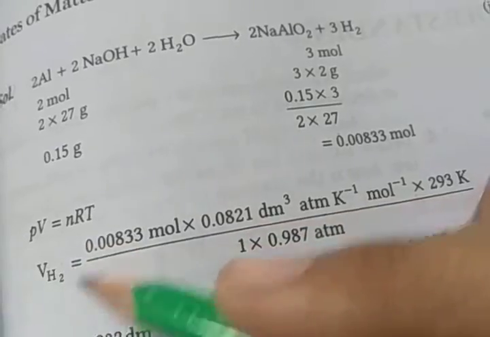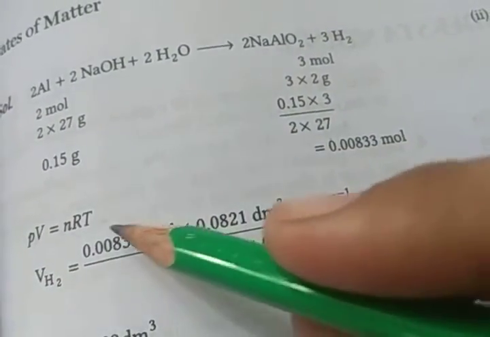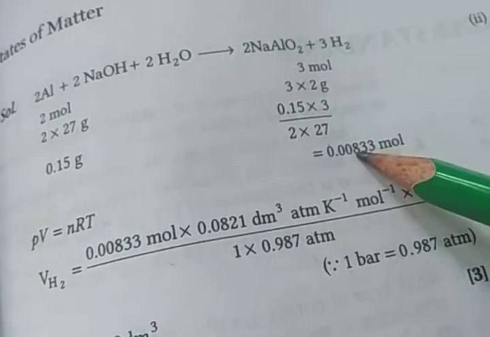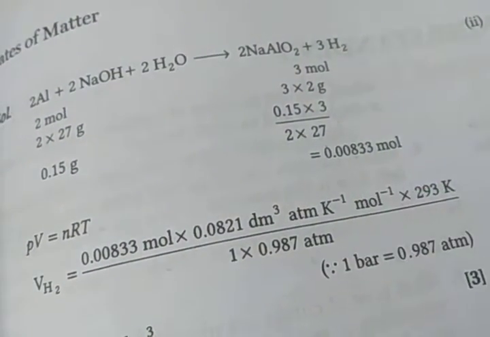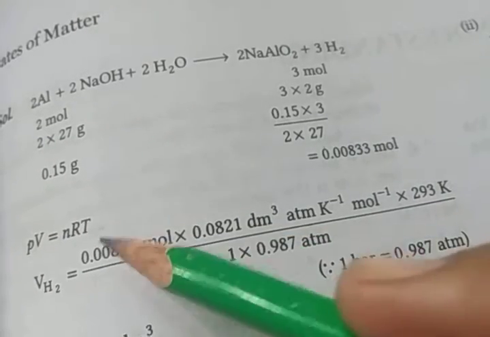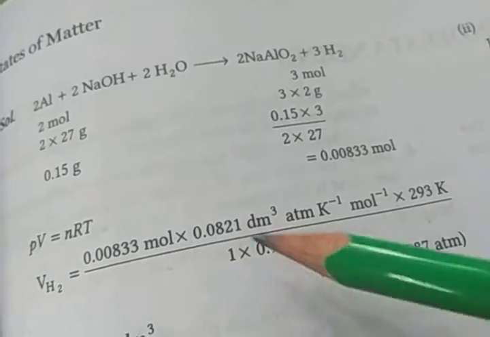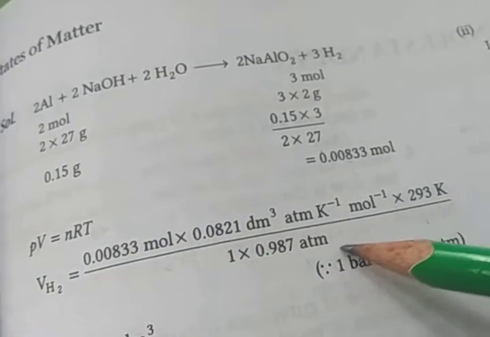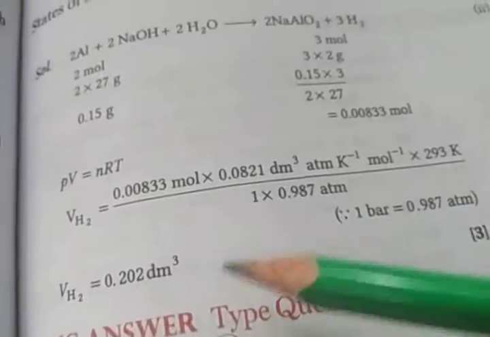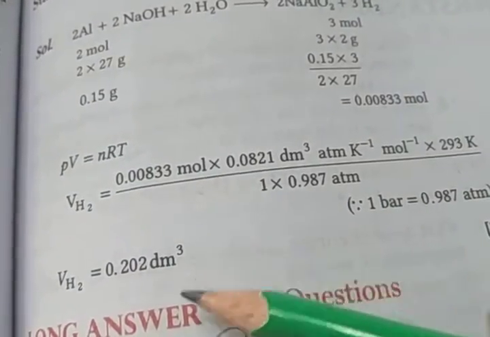PV is equal to nRT formula, so V is equal to nRT upon P. Number of moles 0.00833, multiplied by gas constant value 0.0821, multiplied by temperature 293 Kelvin, divided by pressure 0.987 atm. Then calculate. The value for hydrogen comes to 0.202 decimeter cube.